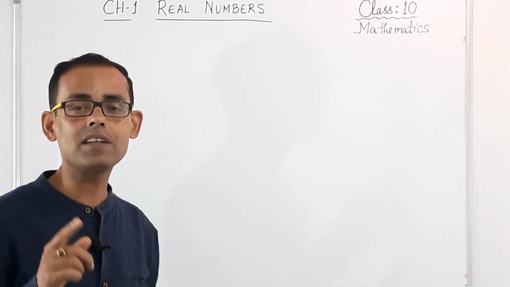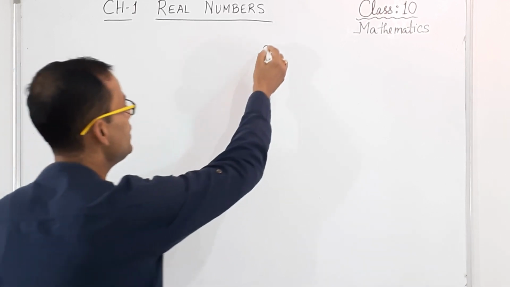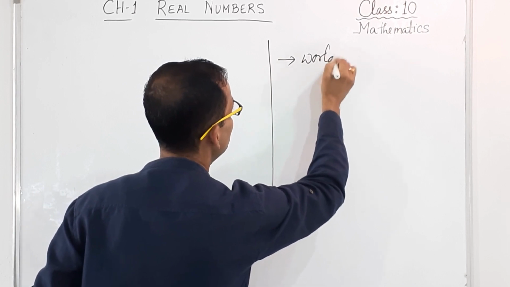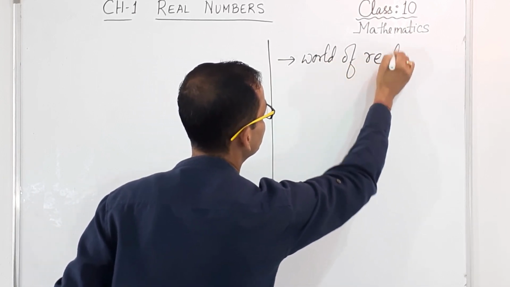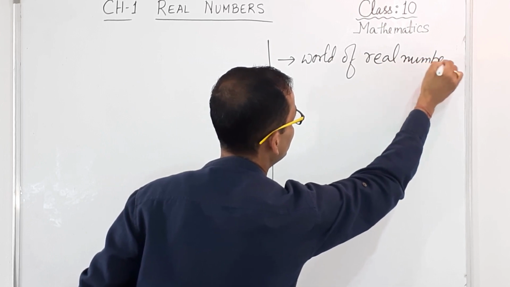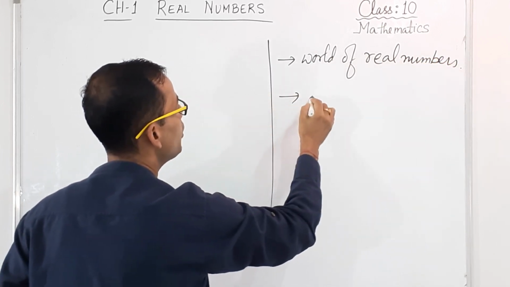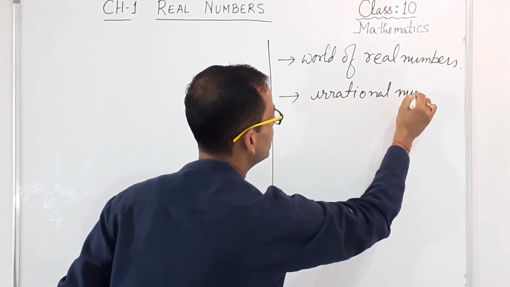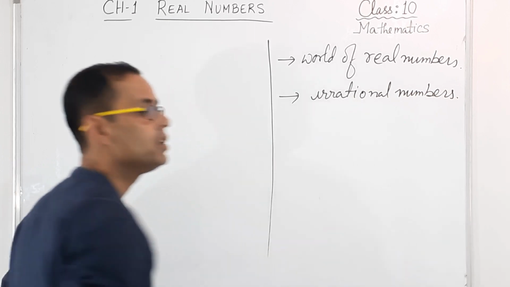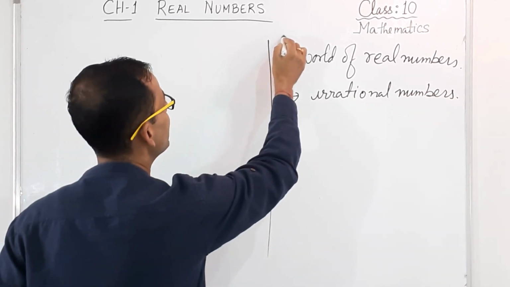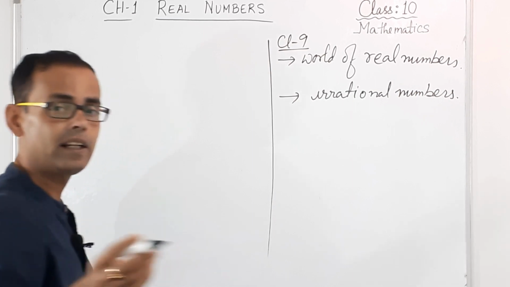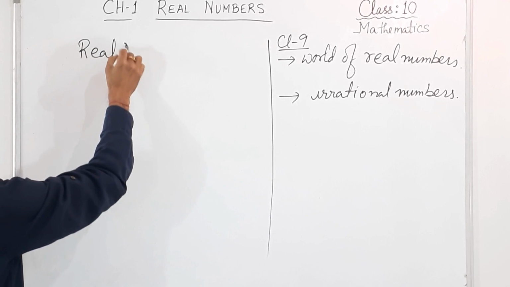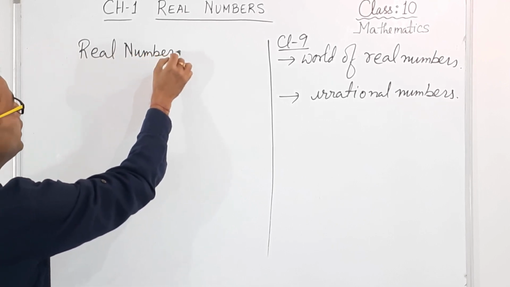Now see, in class 9, what have you studied? You have studied the world of real numbers, and then you have studied irrational numbers. These two things you have studied in class 9. But in class 10, we will focus more on real numbers.